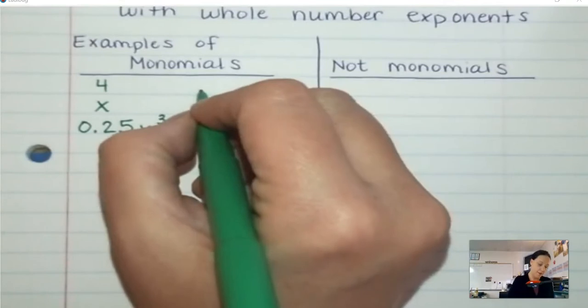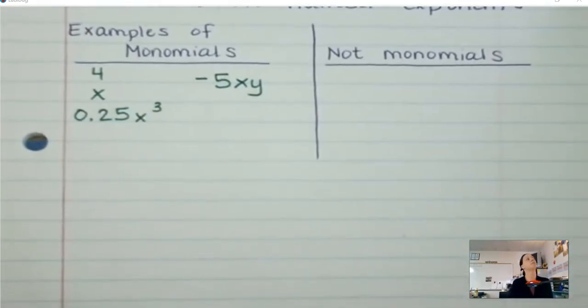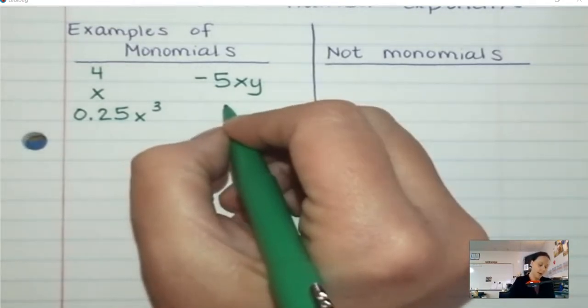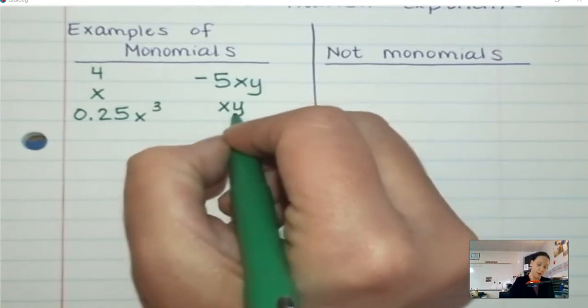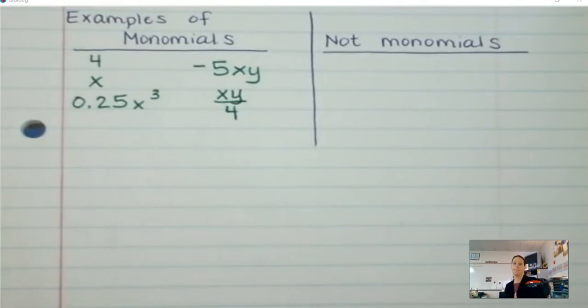We could have negative 5xy, because those are products. We can have a fraction as long as your variables are on the top as the numerator. So xy divided by 4. As long as the letters are on top. If they're the numerator, that's fine. It's a monomial.